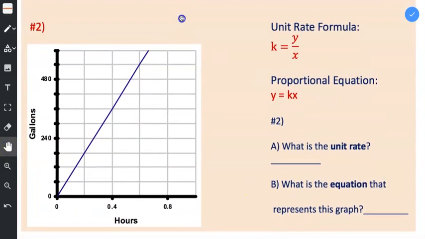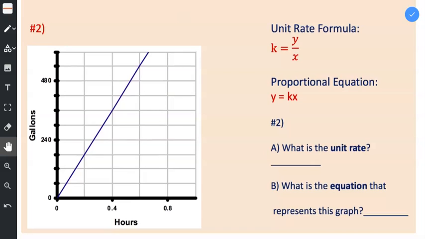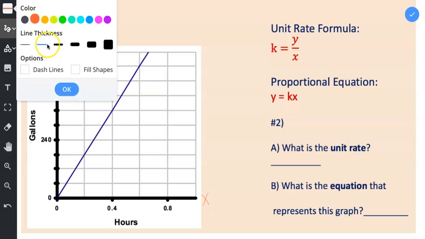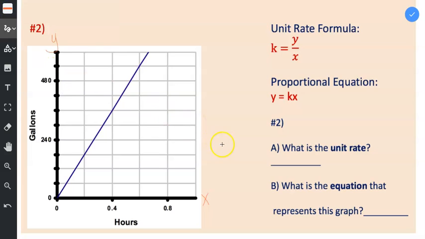And step 1 said for me to label the x and y axis. So I'll go over to Scribble, and I'm going to label x, and I will label y. And I want that to be a little bit thicker. And then I need to choose a coordinate. So I follow along the blue line.